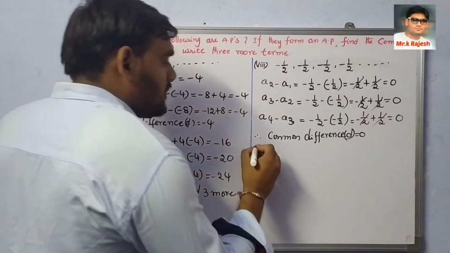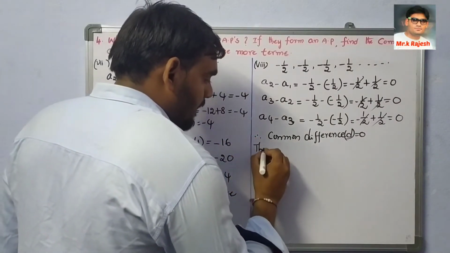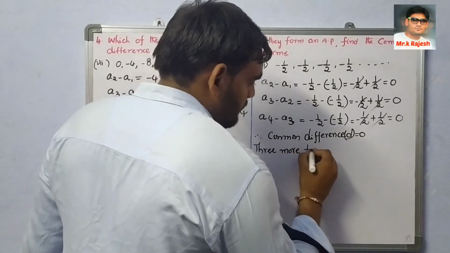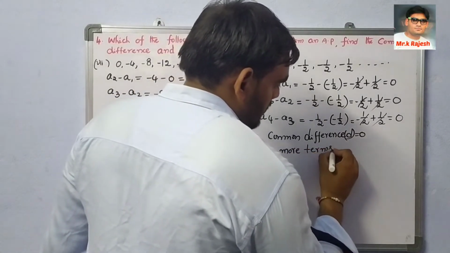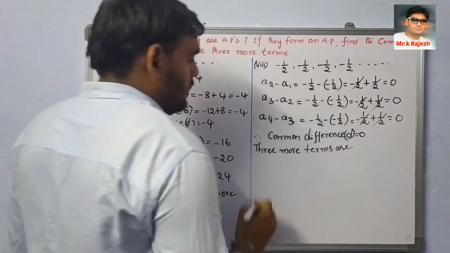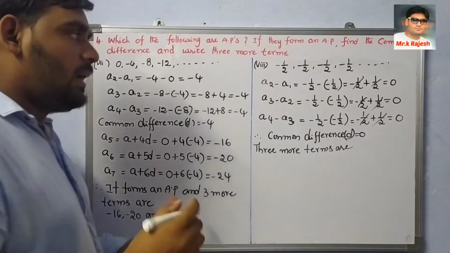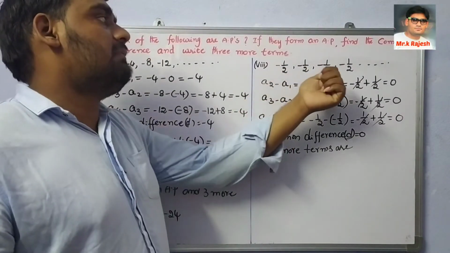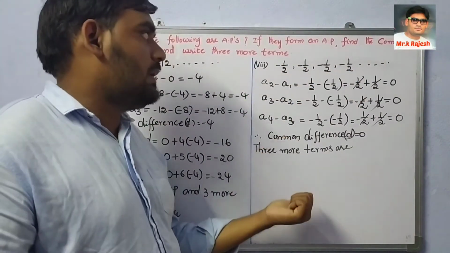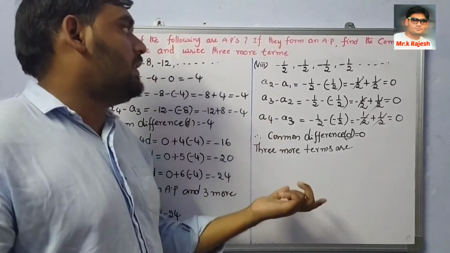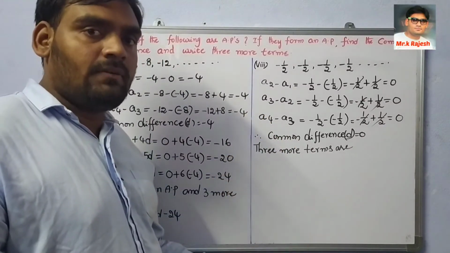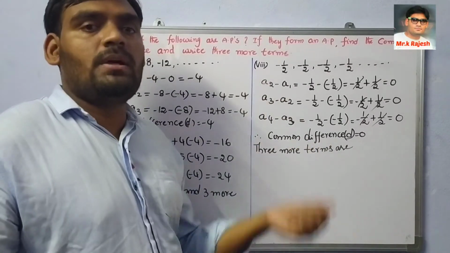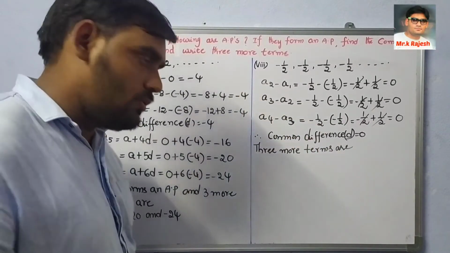After that, the three more terms are minus 1 by 2, minus 1 by 2, minus 1 by 2 only, because each and every term is minus 1 by 2. Without finding A5, A6, A7, we can write directly that the three more terms are minus 1 by 2, minus 1 by 2, minus 1 by 2 only.